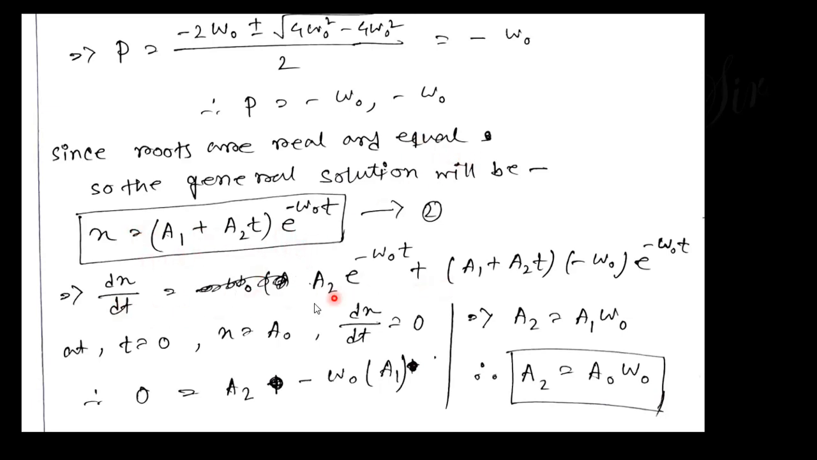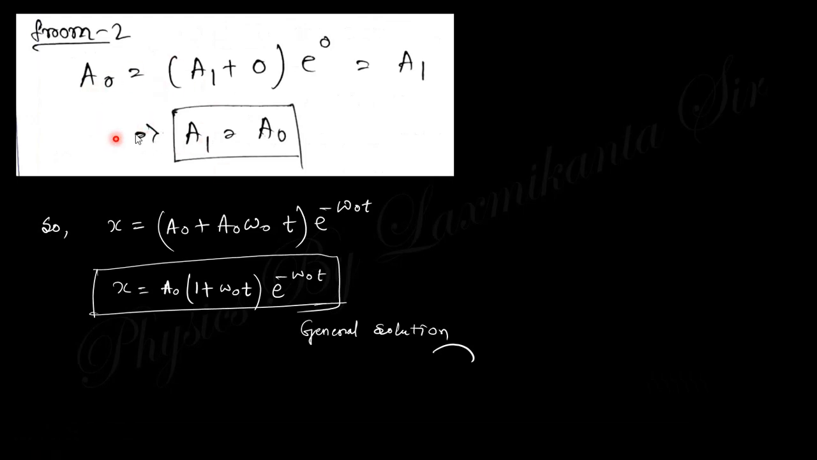Now put this condition, that is, at t equal to 0, x equal to a0, and dx/dt equals 0. You can easily find out a equals a0, and a1 equals this. Just solving these two, you finally get this solution. Okay, so do it yourself, just watch this concept, and if there is any problem you must comment in the comment box. Go to the next one.